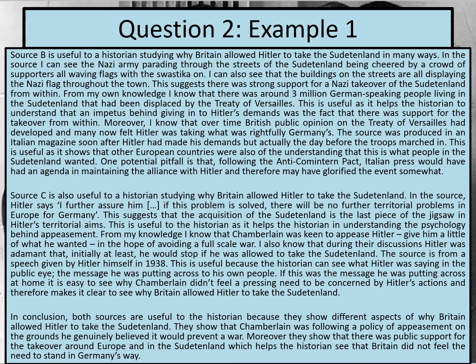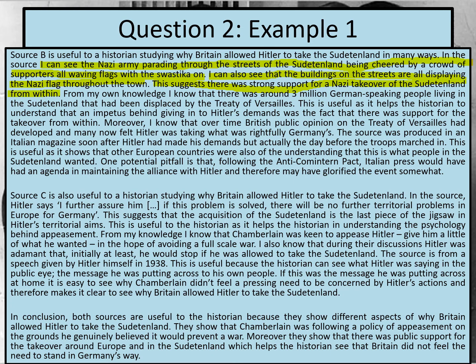Okay, so let's have a look at how I've tackled and answered this question. First of all, I've addressed the question. Source B is useful to a historian studying why Britain allowed Hitler to take the Sudetenland in many ways. In the source, I can see the Nazi army parading through the streets of the Sudetenland, being cheered by a crowd of supporters, all waving flags with a swastika on. I can also see that the buildings on the streets are all displaying the Nazi flag throughout the town. This suggests there was strong support for a Nazi takeover of the Sudetenland from within.